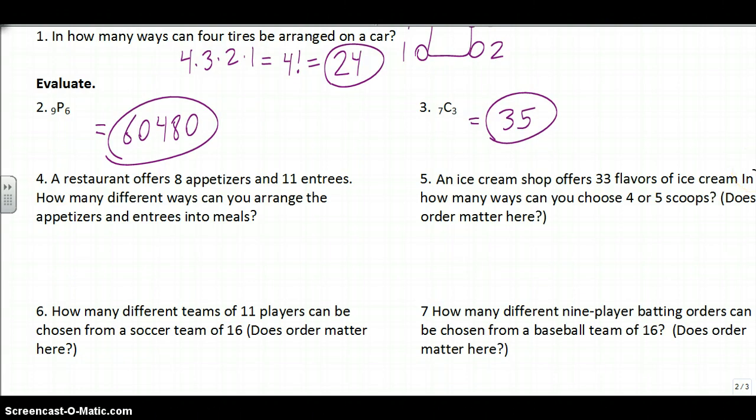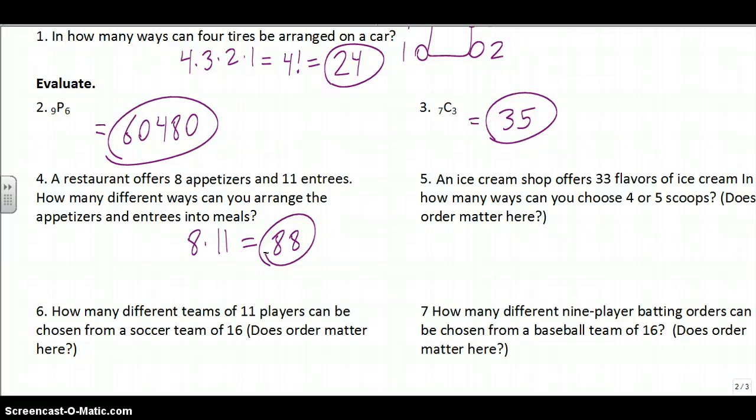A restaurant offers 8 appetizers and 11 entrees. How many different ways can we arrange the appetizers and entrees into meals? Well, since there are 8 appetizers, any of those 8 could have 11 entrees. So you can think about appetizer 1, appetizer 2, appetizer 3, and so on. Every one of those appetizers has, technically, 11 different entrees. Entree 1, entree 2, entree 3, and every single one of those has it. So a real simple way to figure this out is 8 times 11. You just multiply them. So there are actually 88 different ways you can arrange appetizers and entrees.